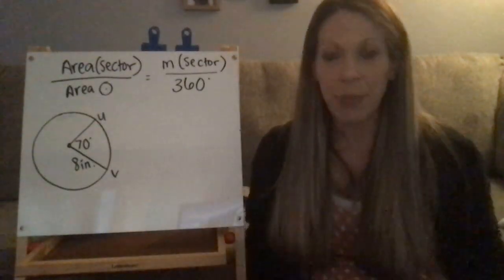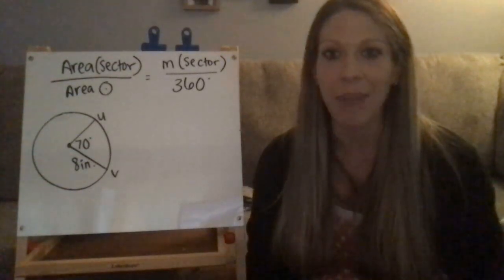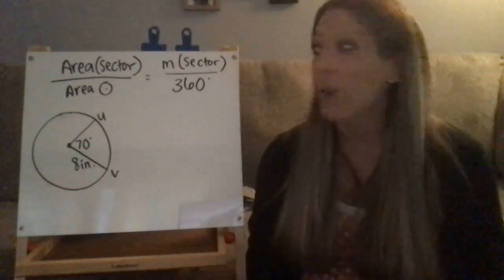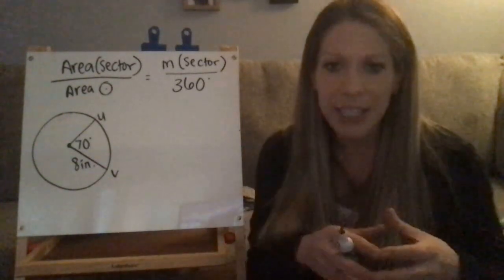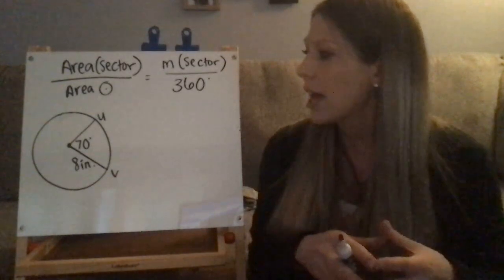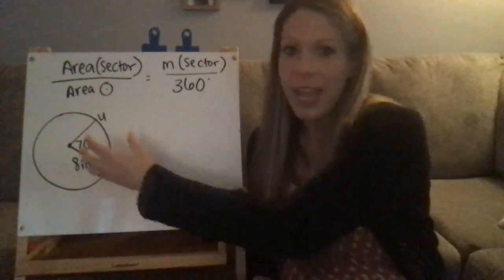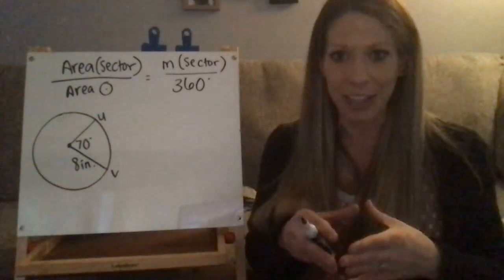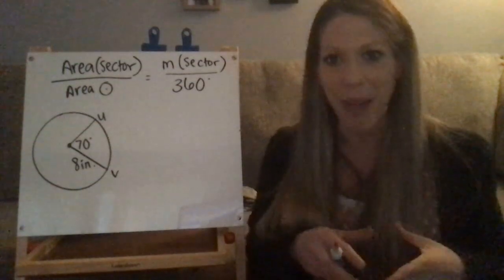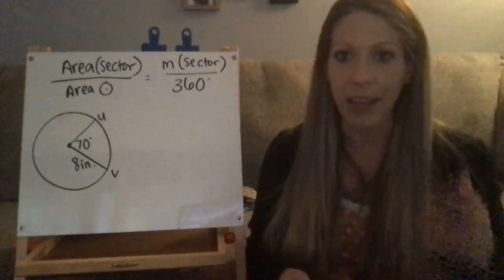Just like in 11.4, we used a proportion to find an arc length, we can use a proportion to find the area of a sector. When I'm talking about a sector, I'm talking about taking an arc on our circle and then basically cutting out that piece of pie. That's the sector. So sectors are like the pieces of the pie of a circle. And it's two-dimensional, which is why it's area.